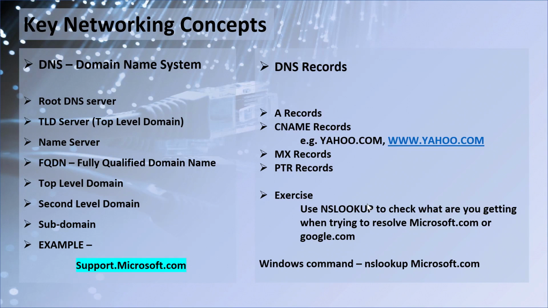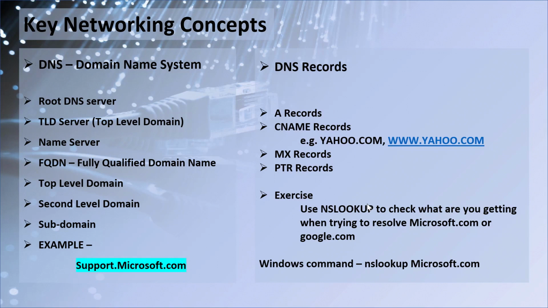Now let's talk about the various records. DNS is a database of the domain names and IP addresses mapping. There are various types of records in DNS. A records map the domain to the IP address. Then CNAME is the canonical name, which is an alias for any domain.